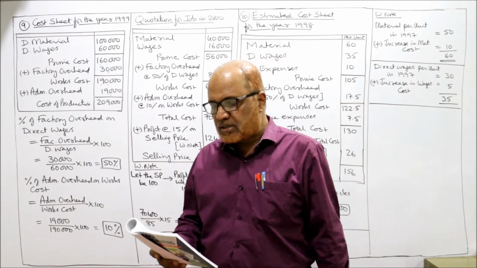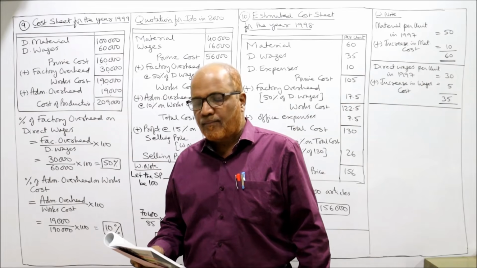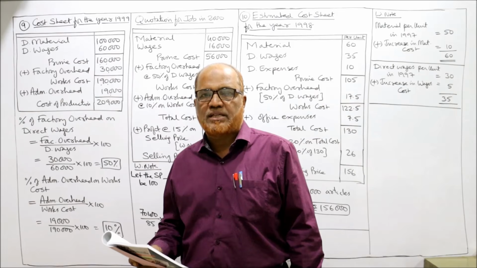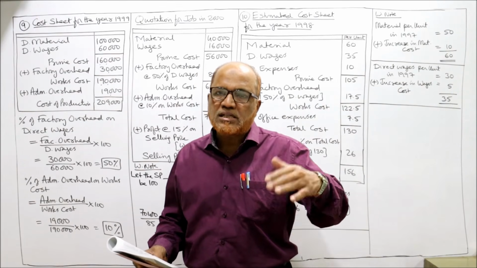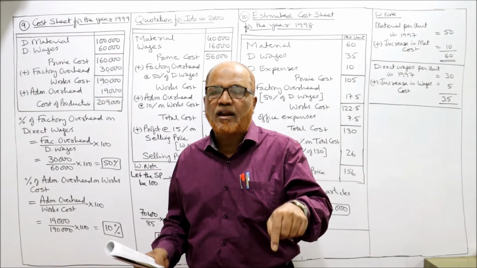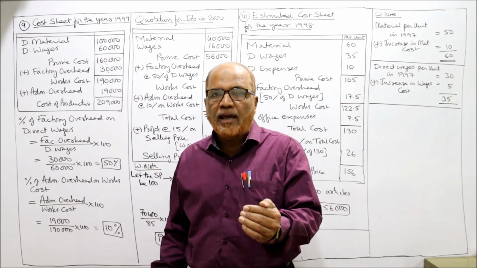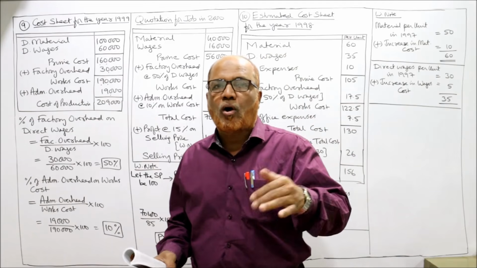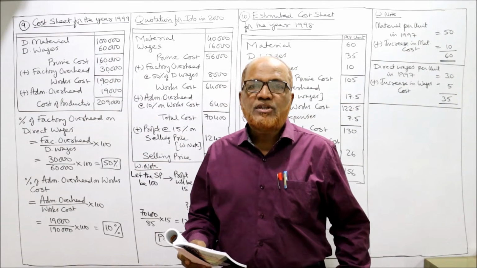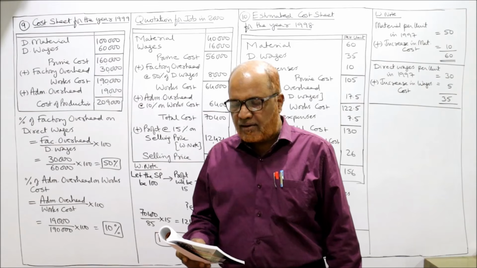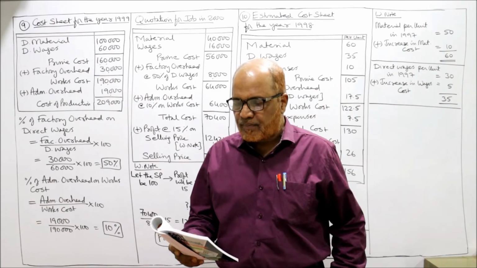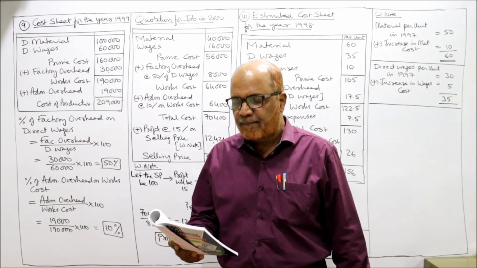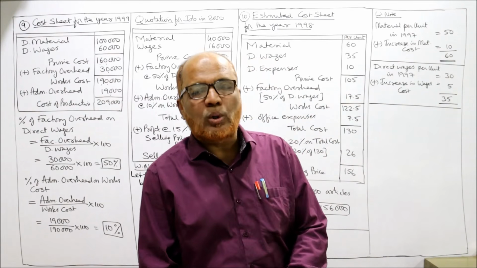Early in 2000, a job was undertaken which requires 40,000 rupees material and 16,000 rupees wages. Suppose the last year was 1999 and current year is 2000. So early in 2000, this businessman, this manufacturer got an order, job, which requires material for 40,000 and wages 16,000. If profit of 15% on selling price is desired, indicate the price to be quoted.